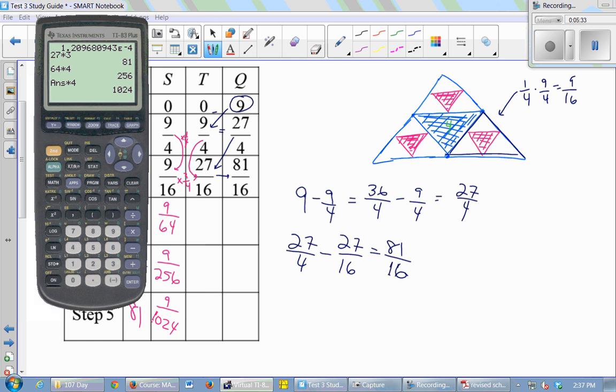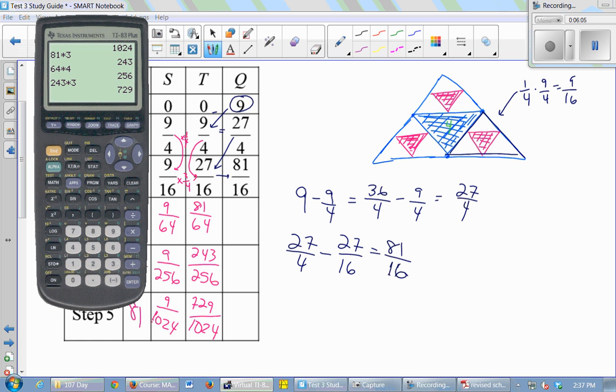All right, and then for my T column, I'm multiplying by 3/4. I'm multiplying my numerator by 3 and my denominator by 4. So I get 81 over 64. And then 81 times 3 is 243 over 64 times 4 is 256. And then 243 times 3 is 729 over 1024.